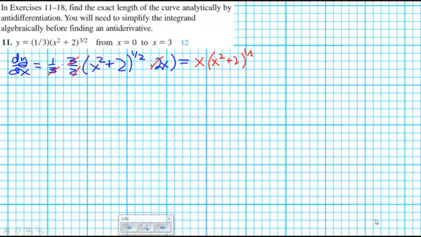Great. Now let's go ahead and do the integral for arc length. So I'm going to start a new chain of equal signs. The arc length is going to be the integral from 0 to 3 of the square root of 1 plus (x times (x squared plus 2) to the 1/2), and all of that is squared, dx. I don't think I've made a mistake yet, but be patient, it's coming.